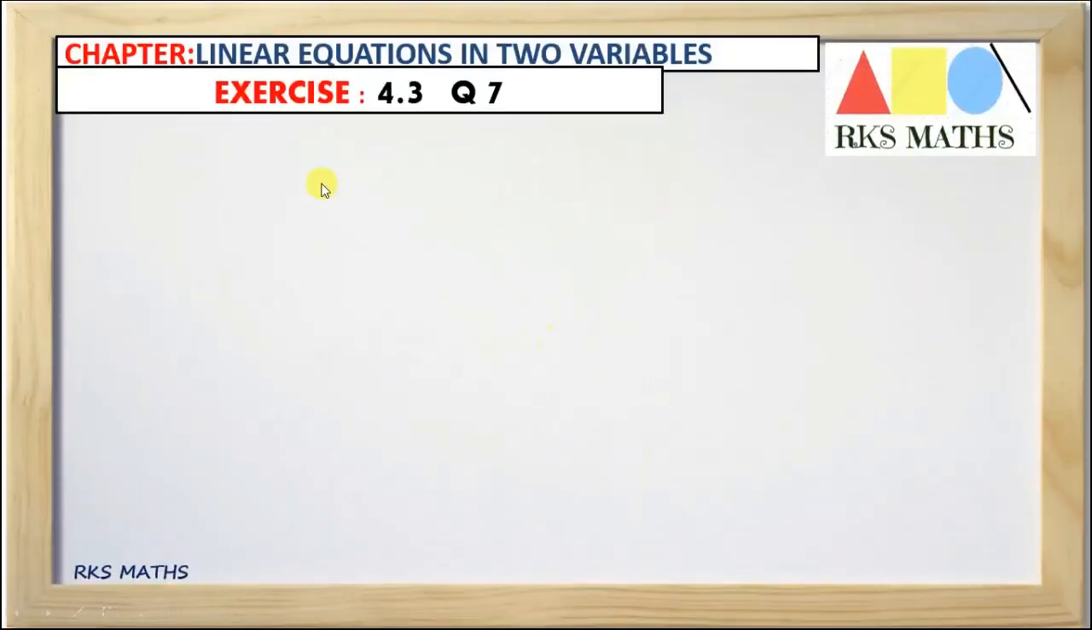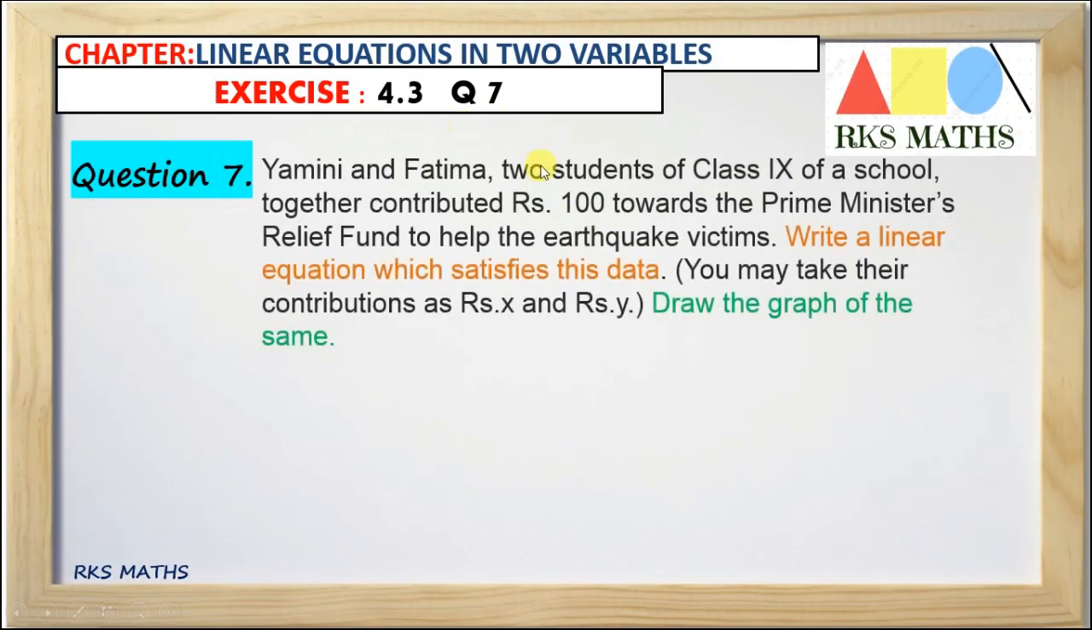So student, now we will come to question number 7 of this exercise 4.3. Let us see what this question says. The question says: Yamini and Fatima, two students of class 9th of a school, together contributed rupees 100 towards the Prime Minister Relief Fund to help the earthquake victims. Write a linear equation which satisfies this data and draw the graph of the same.